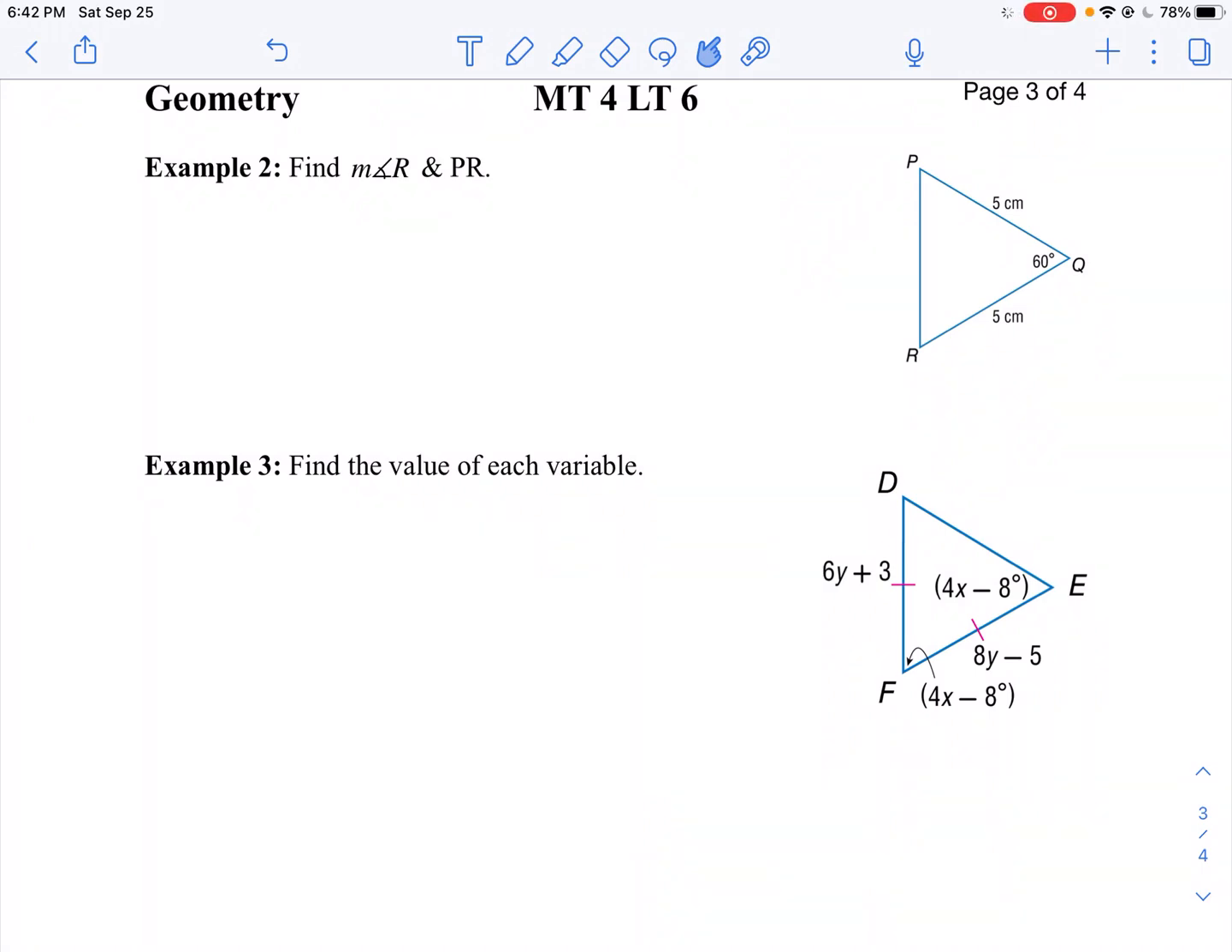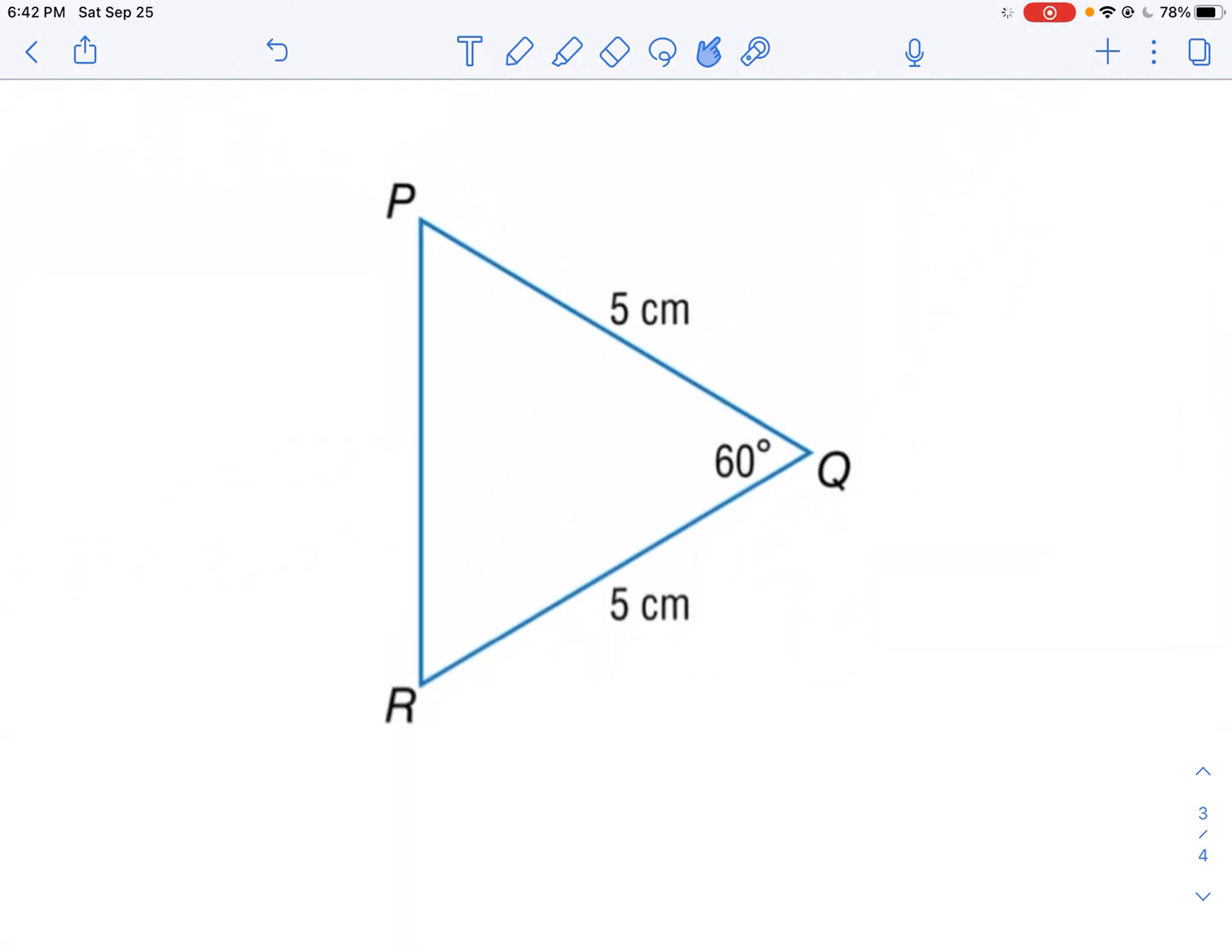In this problem, we're going to find the measure of angle R and find segment PR. So I'm going to concentrate just on the picture for right now. Notice that we have an isosceles triangle here because 5 centimeters on each side. So that tells me the base angles are the same. So in other words, angle P and angle R are going to be the same.